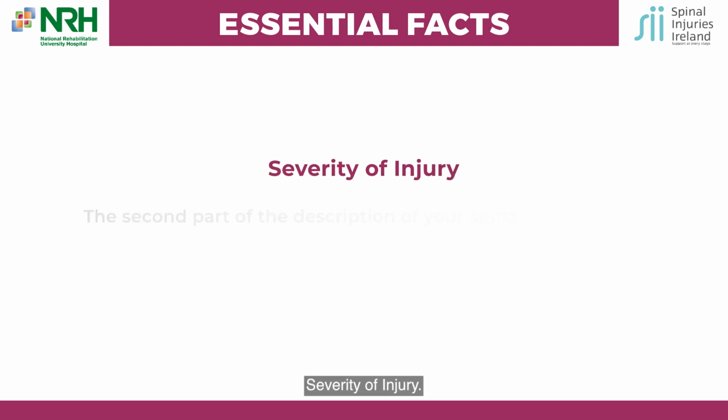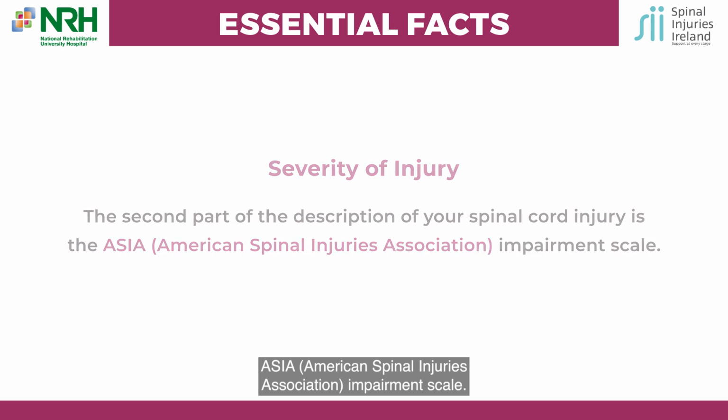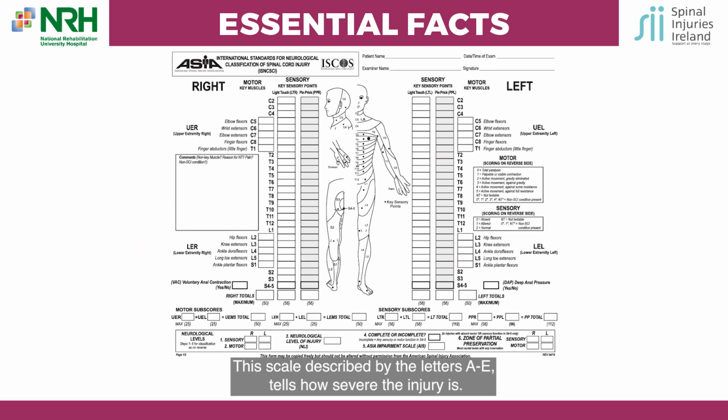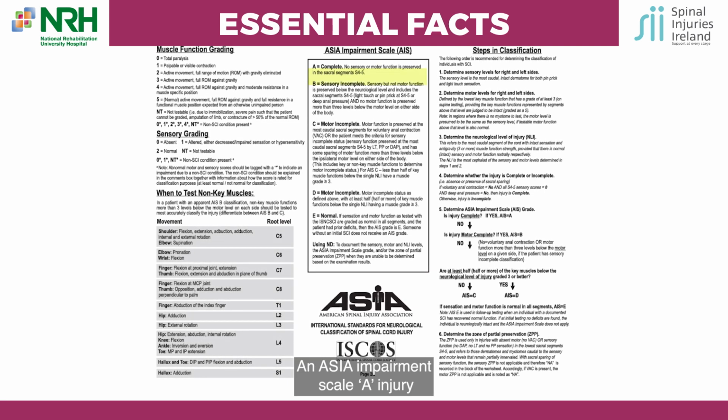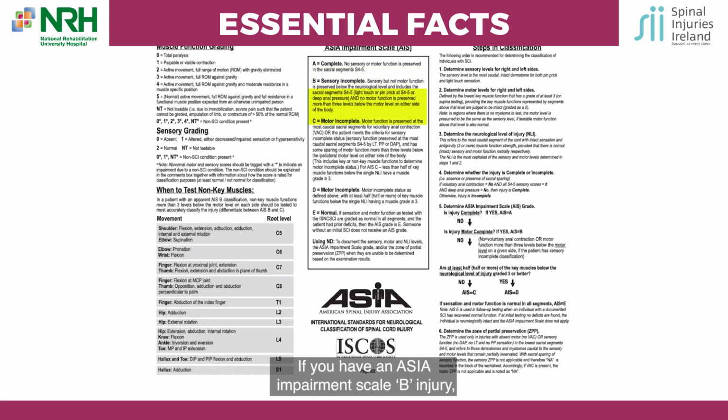Severity of injury. The second part of the description of your spinal cord injury is the ASIA, American Spinal Injuries Association, impairment scale. This scale, described by the letters A to E, tells how severe the injury is. An ASIA impairment scale A injury means there is no movement below the injury level. If you have an ASIA impairment scale B injury, then there are some sensations passing through the injury level as far as the area around your back passage. It is vital that the sensations are transmitted this far to confirm that your injury is ASIA scale B.